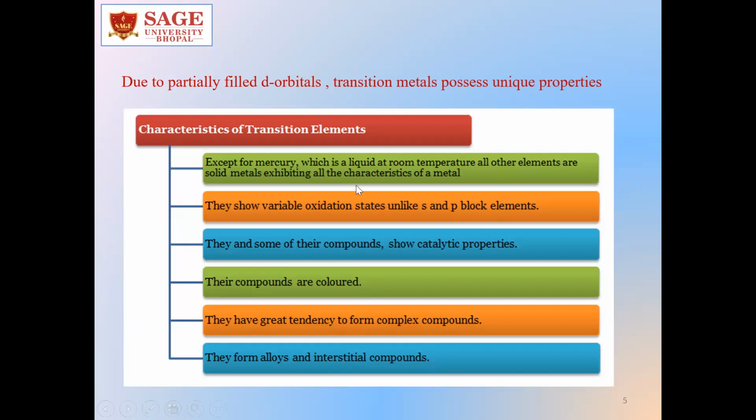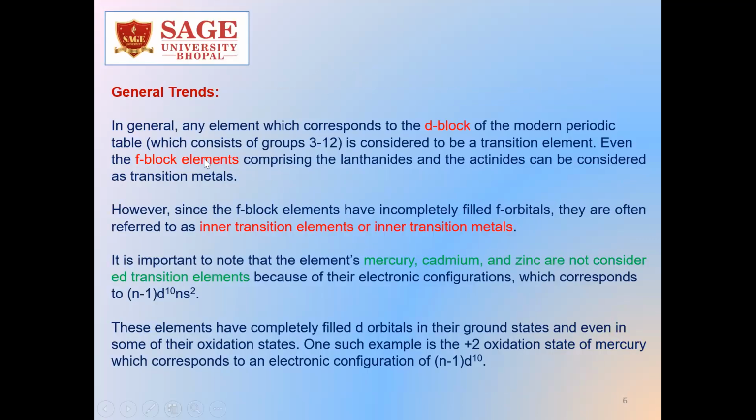The characteristics of transition metals: mercury is liquid at room temperature, and apart from that, all other elements are solid metals exhibiting all the characteristics of a metal. They show variable oxidation states unlike S and P block elements. They and some of their compounds show catalytic properties. Their compounds are colored. They have great tendency to form complex compounds and they form alloys and interstitial compounds.